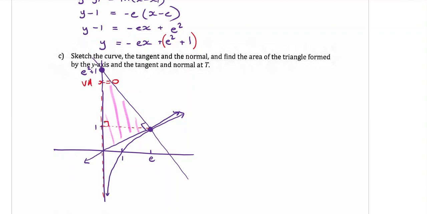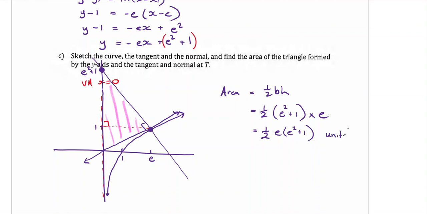So I can do A for area equals half base times height. So it'll be half times my base, which is e squared plus 1, and my height, which was e. So probably move the e to the front. Looks a bit better there, but that's it. There's my area. Yes, I guess it would be units squared as well.